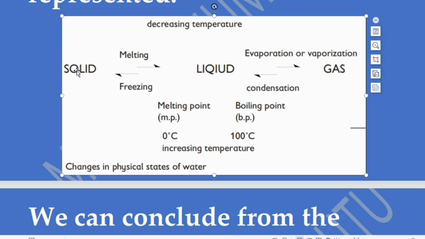So we are saying from solid to liquid to gas, it is an increase in temperature. Then from gas to liquid to solid, it is a decrease in temperature. So that's the effect of heat on ice. We are increasing temperatures, and these temperatures are causing the physical state of the initial ice we had to change.